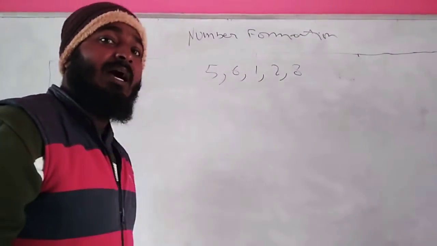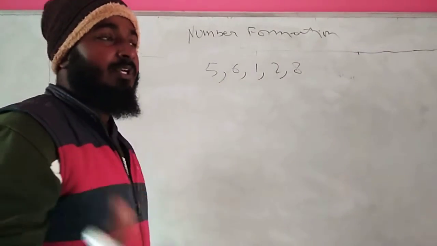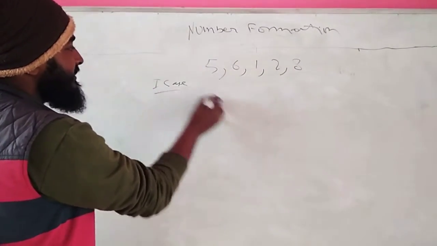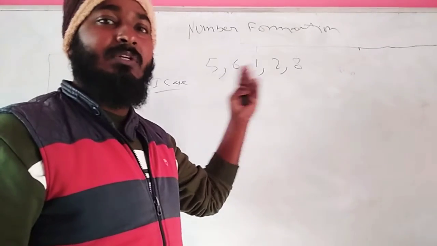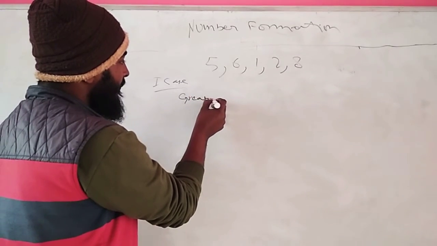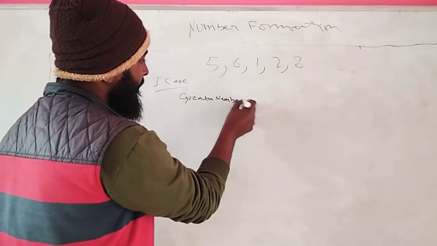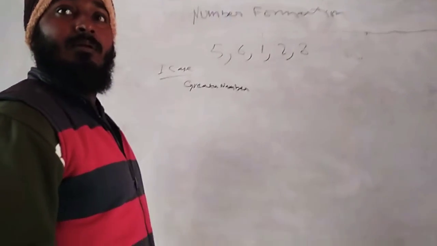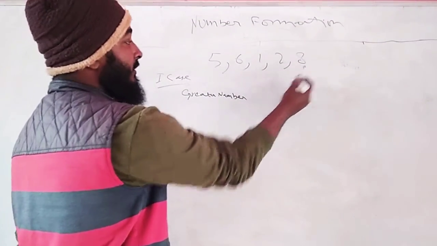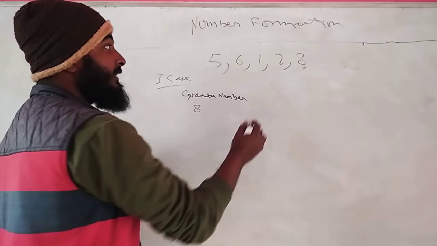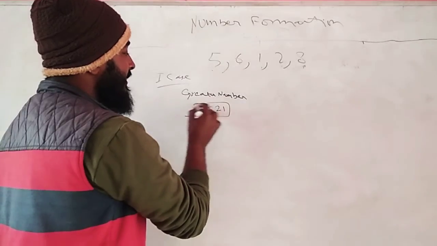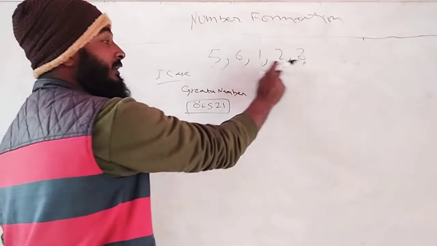Five digits are there, so it will ask for either 5 digits or more than 5 digits. First we deal with the first case, where the same number of digits is asked. To make the greatest number from this, sort out the greatest digit. The greatest digit is 8, put it first: 8, then 6, then 5, then 2, then 1. This is the greatest possible number that can be formed from these digits.